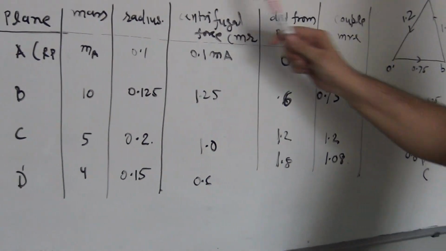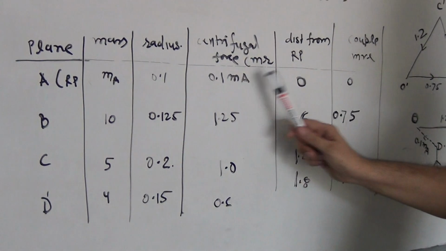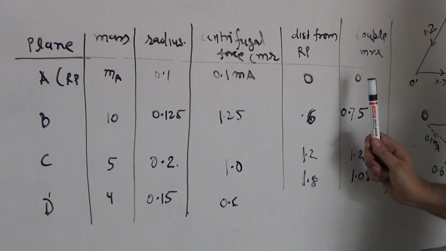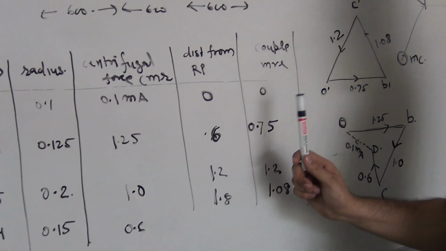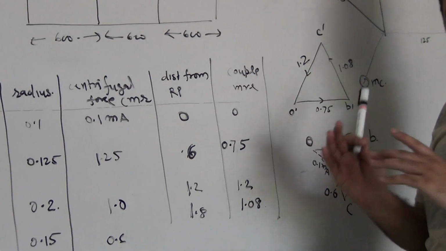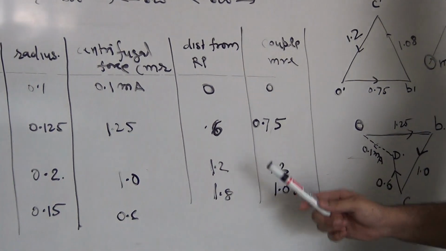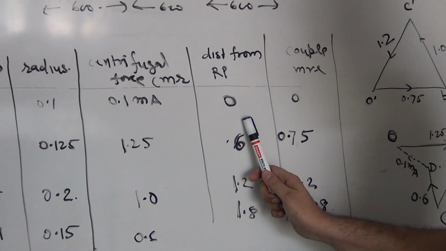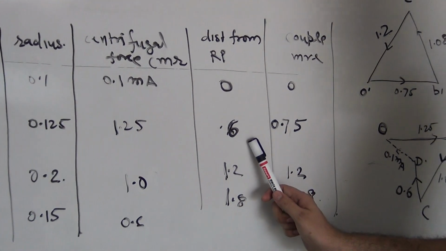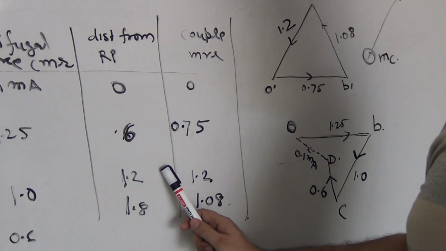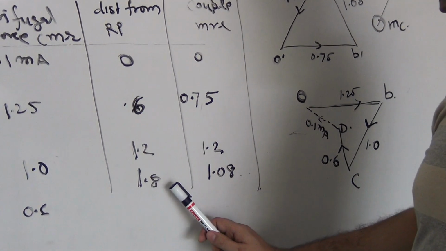So when we take the moment about plane A, m into r into L is the couple, because m into r is the force, multiplied by the distance from the reference plane, gives you the couple. So we will get the couple of mass A is 0, couple of mass B is 0.6, couple of mass C is 1.2 and couple of mass D is 1.0.